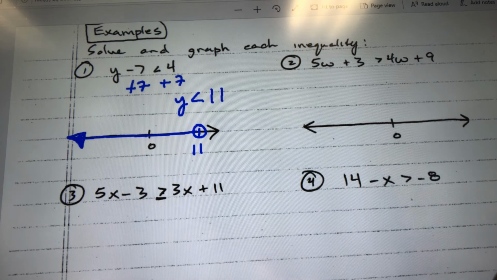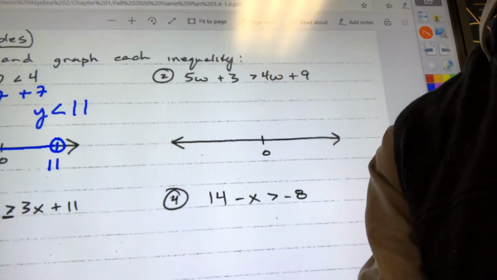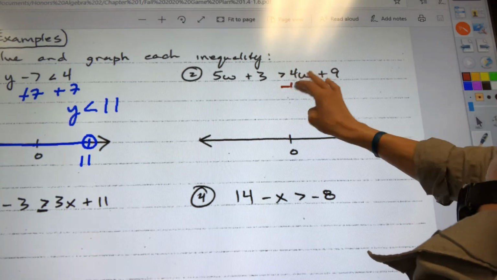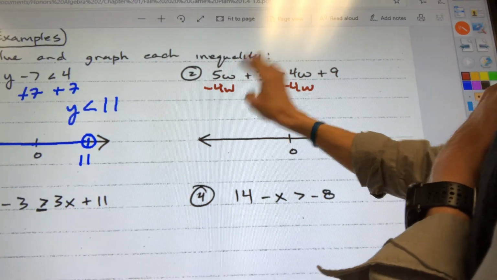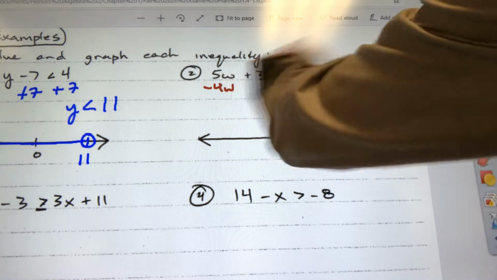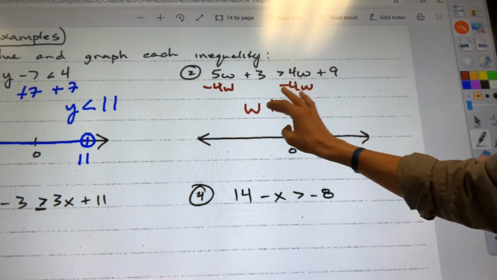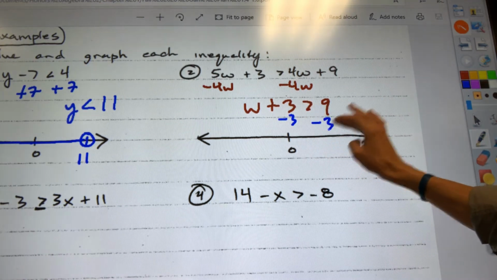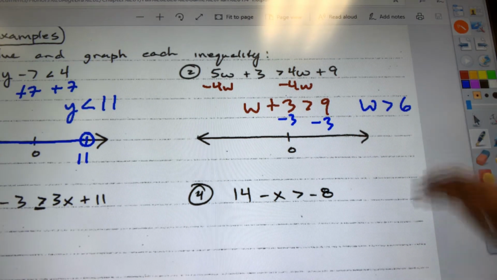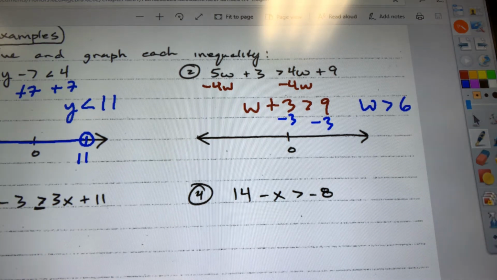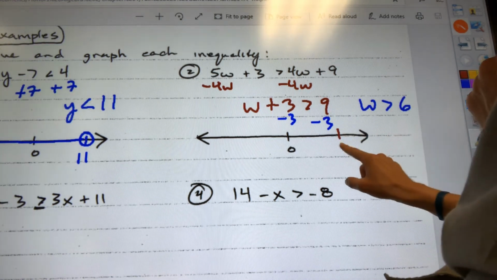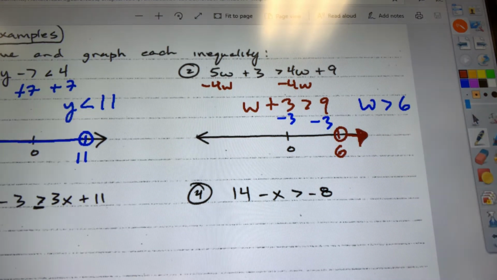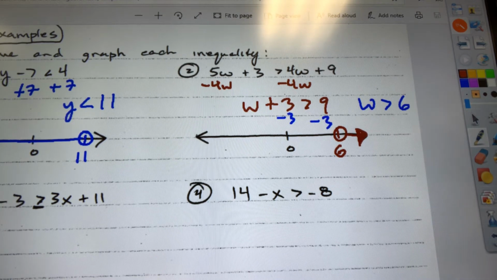All right. On to here. We are going to subtract 4w. I'm going to put all the w's on the side with the bigger w. 5 is bigger than 4. So w plus 3 is greater than 9 minus 3. W is greater than 6. There's 6, greater than means open circle. And you're going to shade to the right. W is greater than 6.